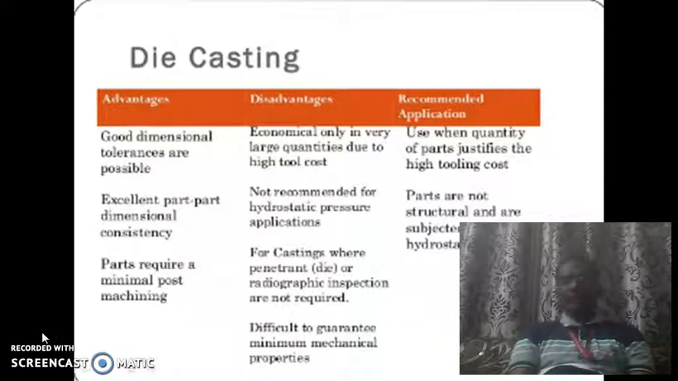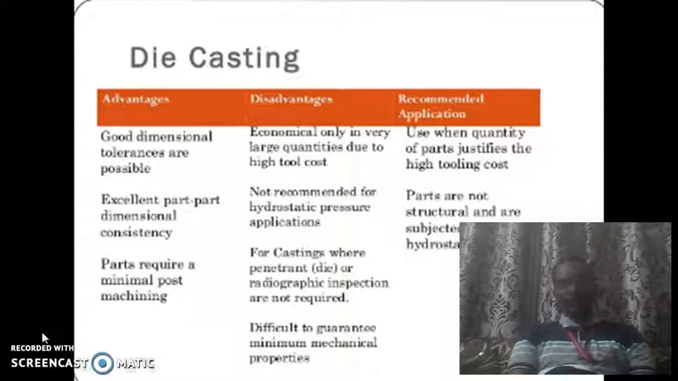If you see the merits and demerits of the die casting process, these are the advantages. Good dimensional tolerance will be there. Whichever component you are manufacturing with the help of die casting, for example engine casting, engine casting is fully made up of die casting. Good dimensional tolerances will be available, and a smooth surface finish with good dimensional accuracy of components will be available.